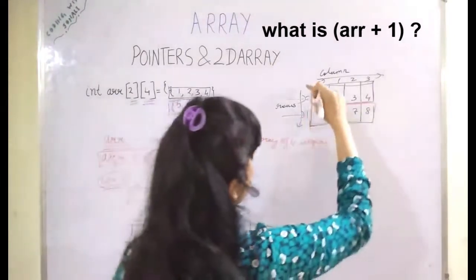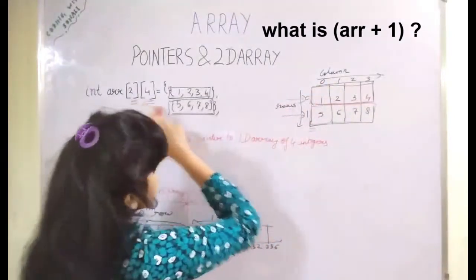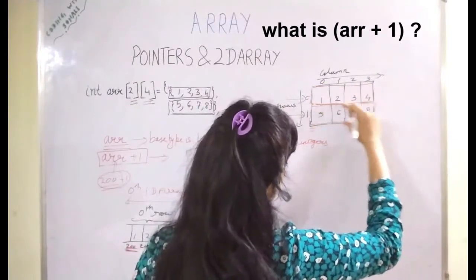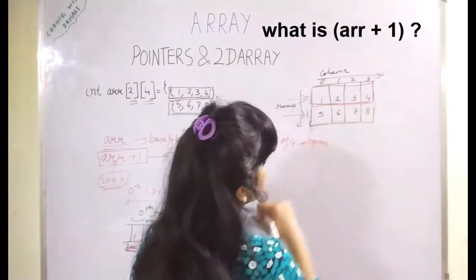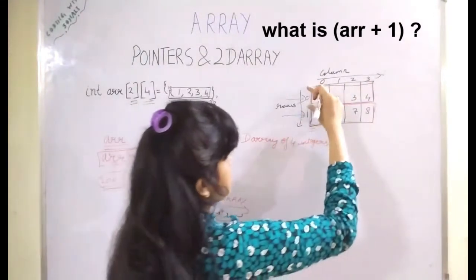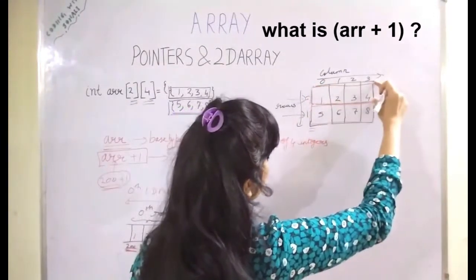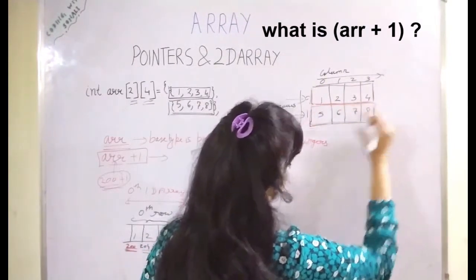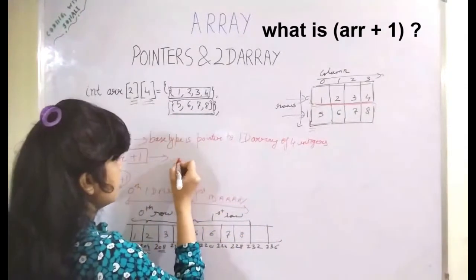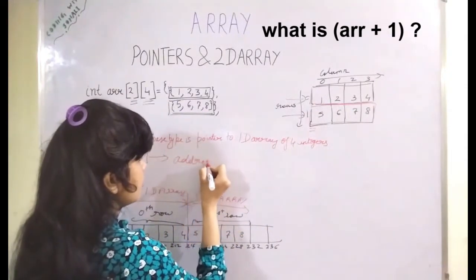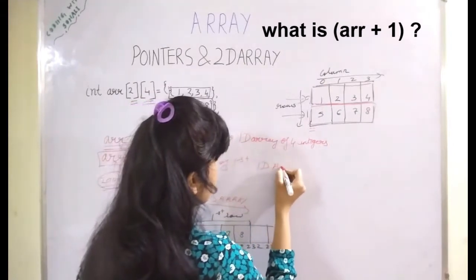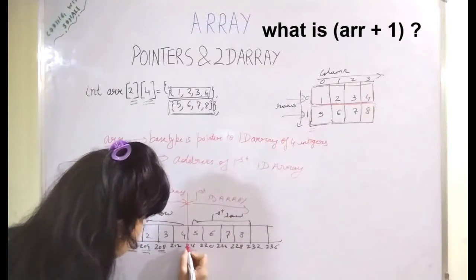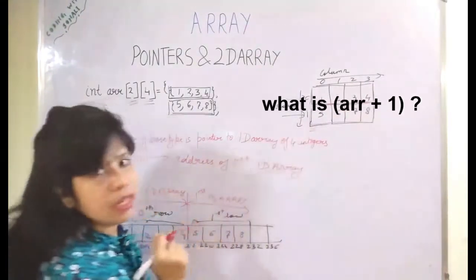Because in the case of a 2D array, first of all, it is a collection of elements. This is the 0th element, this is the first element. The element itself is a 1D array, right? So if the base address holds the address of this whole 1D array, and we add 1 to it, we get the address of the first 1D array. So what will you get here? You will get the address of the first 1D array, which is 216. So you will get 216 here.